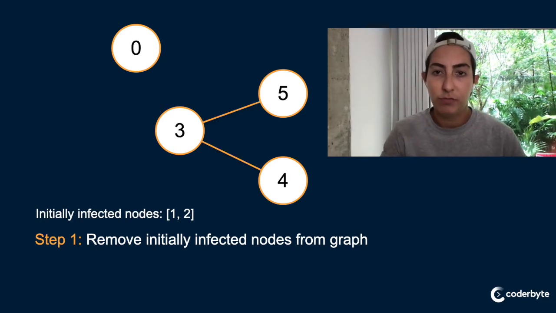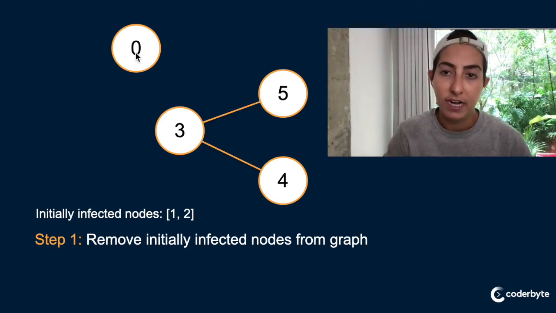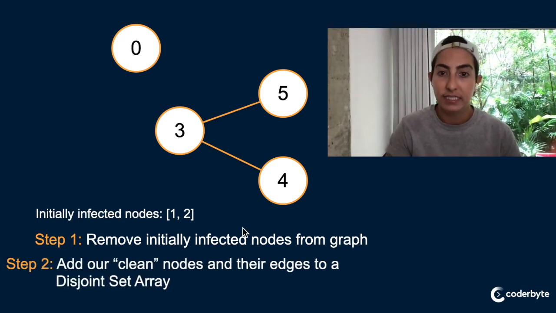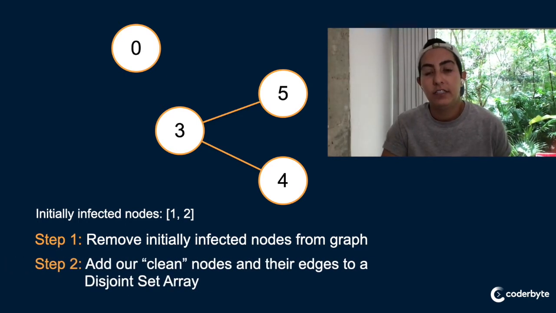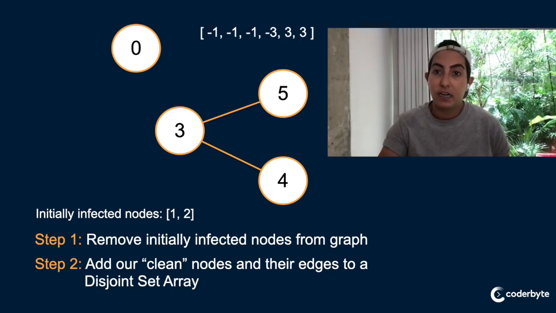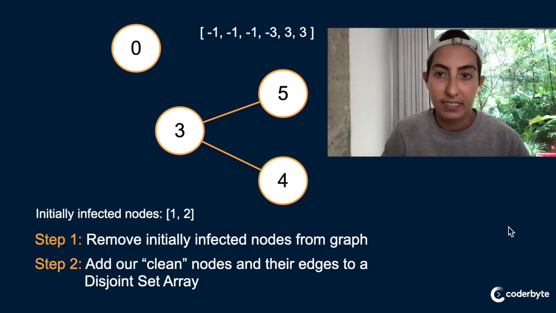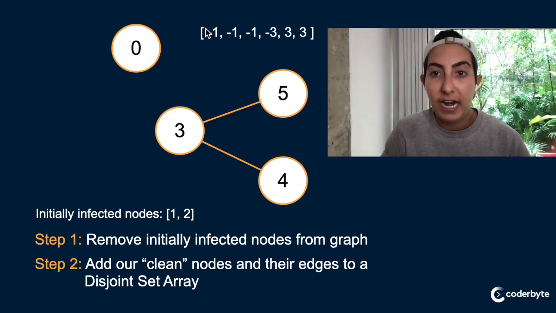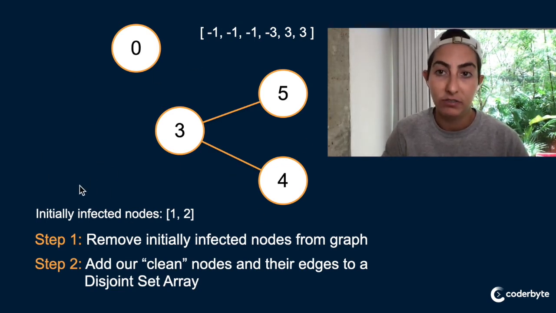So in this case, we would add 0 as its own, right? And then we might add 3, 4, and 5, and we would call union between 3 and 4 and 3 and 5, right? Okay, so let's see. Add our clean nodes and their edges to a disjoint set array. I hope that makes sense to everybody. At this stage, we have this array here, and I'll explain why in a second. We actually have an array of the size of the entire network with the other nodes, the infected nodes, included in it, but we'll get there in a second.